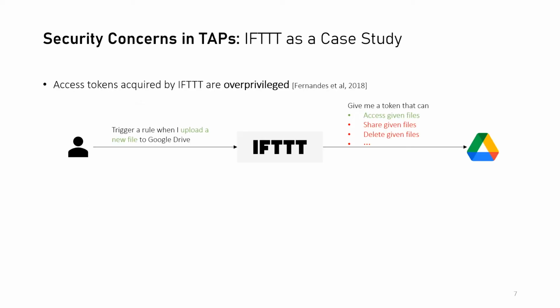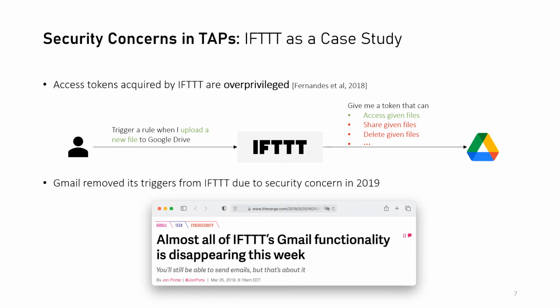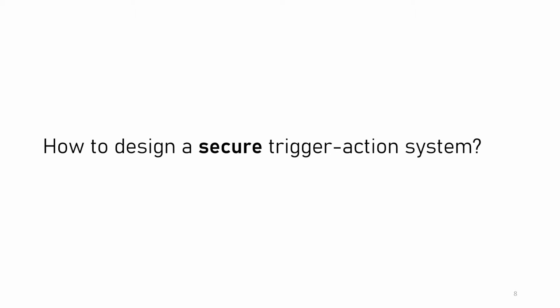In addition, previous studies have shown that the access tokens acquired by IFTTT from other services are overprivileged. So, if these tokens are leaked, the attackers can use them to access personal data even beyond what the rules require. Due to such security concerns, a service like Gmail has already removed itself from IFTTT in the past. So, the problem we want to solve is how to design a system where the trigger action automation rules can be executed securely and privately.